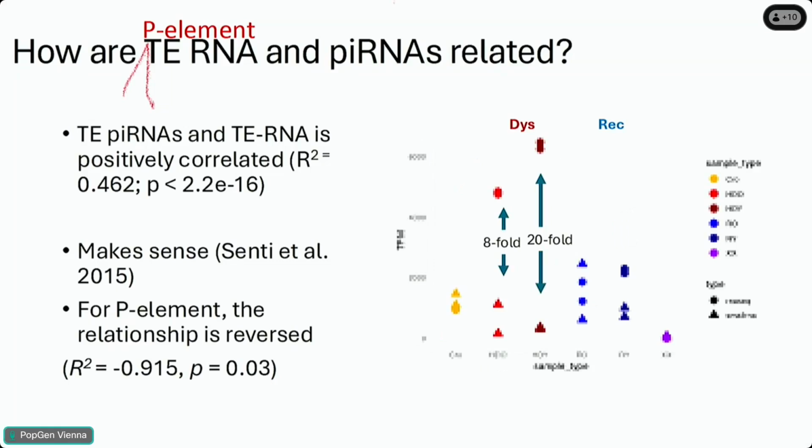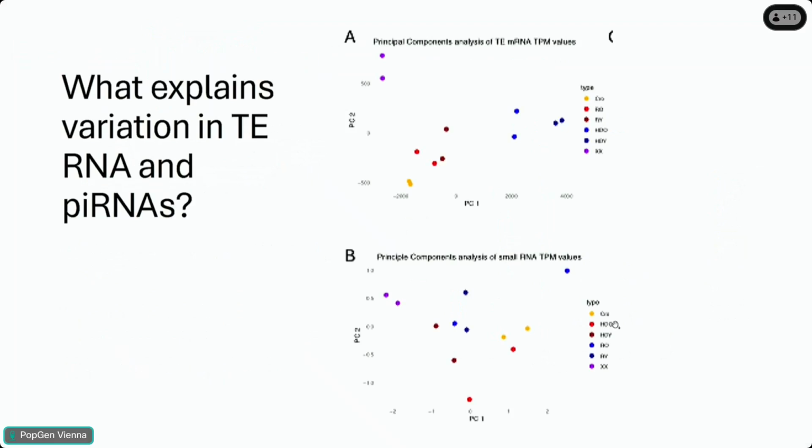Oh, it's really messed up. However, you can pay attention only to the red dots and the blue dots. In the red dots, you've got your dysgenic males, and the blue dots, you have your reciprocal males. Up at the top is the transposable element messenger RNA, and down at the bottom is the piRNAs. In the dysgenic flies, you have 8 to 20-fold more transposable element mRNA than you do piRNAs. And then in the reciprocal, they're much more similar in level, which makes sense because you have more suppression of the P-element.